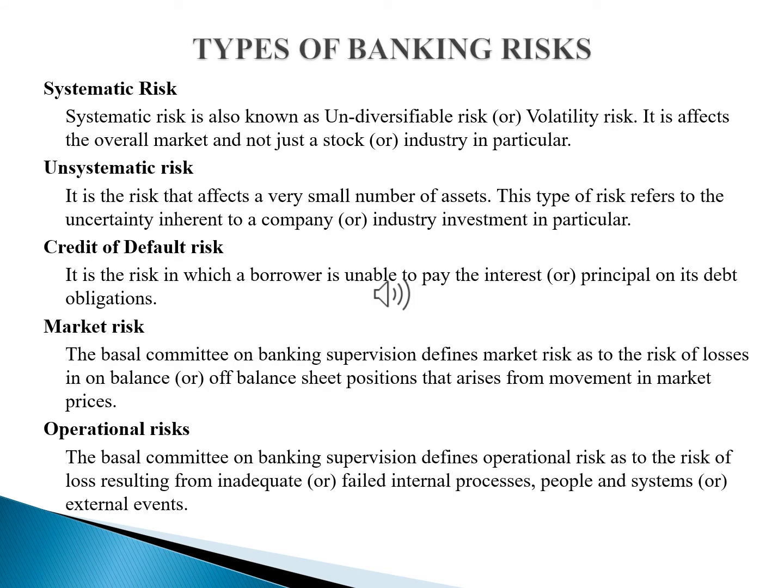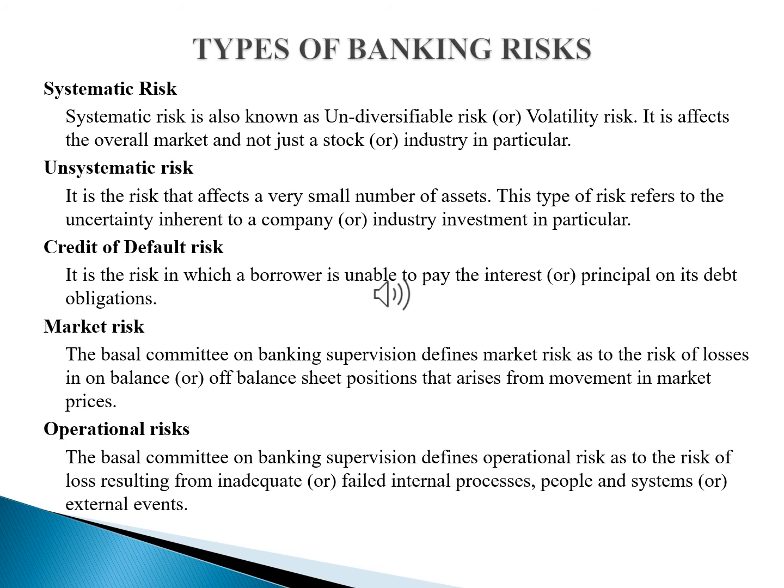Types of banking risk. The various types of risk in the banking sector: systematic risk, unsystematic risk, credit default risk, market risk, operational risk. Systematic risk. Systematic risk is also known as undiversifiable risk, otherwise volatility risk. It affects the overall market and not just a stock or industry in particular.